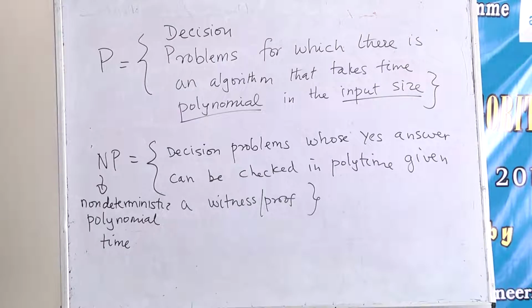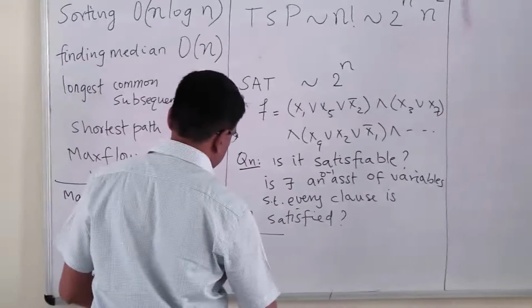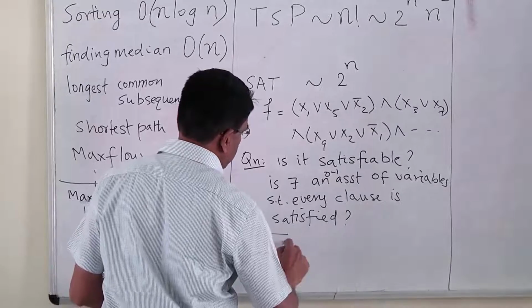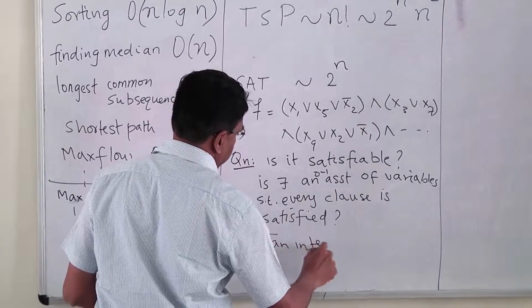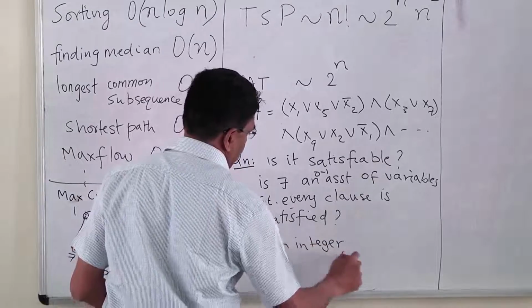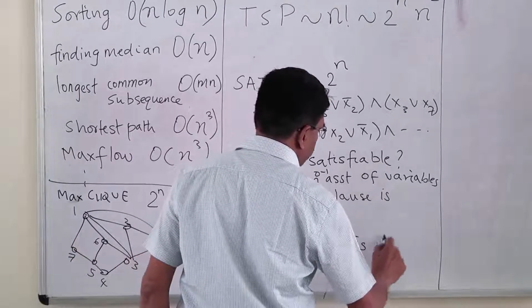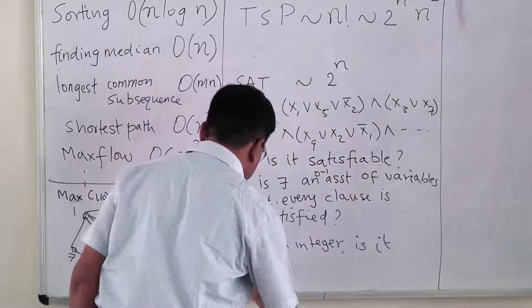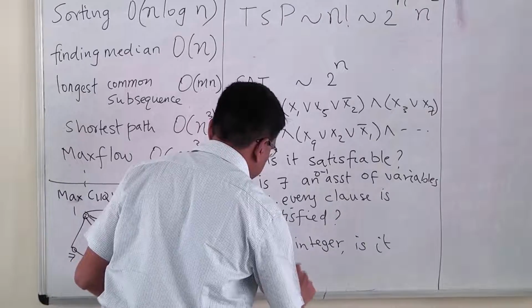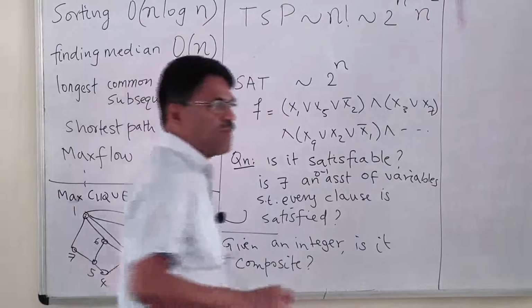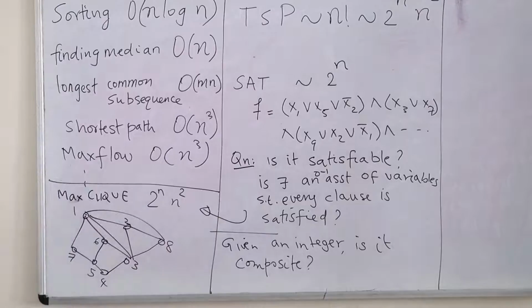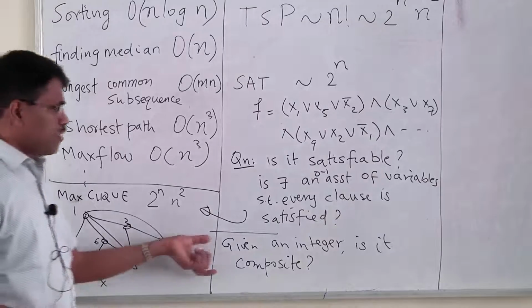Okay. So we've listed a lot of problems. Let me list one more problem. Given an integer, is it composite? Yes. You all know what a composite number is, right? A number which is not a prime number is a composite. Is it a decision problem?